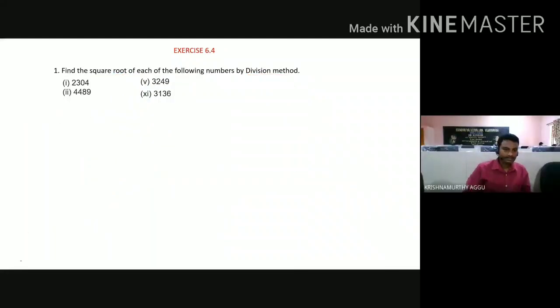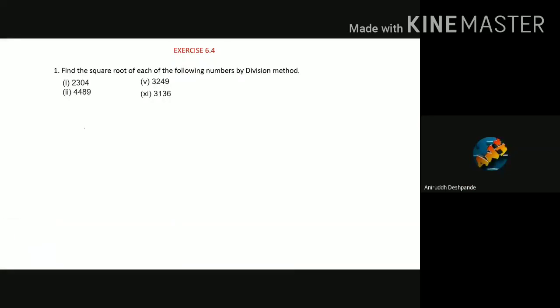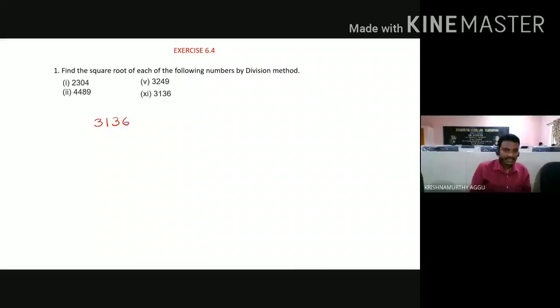Question number 11. 3136. You write the number. You are doing the division method and finding the square root of this number. So first, you have to place the bars from the right side. Starting from one digit, you take two digits. Take these 2 digits from the right and place a bar over them. Next, again 2 digits are there. Place a bar over them.